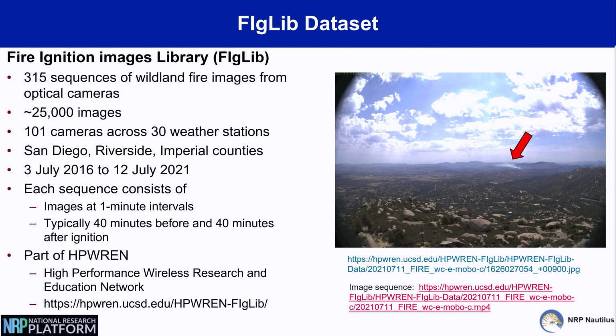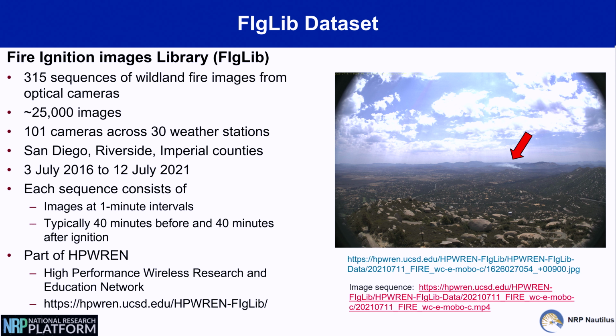And the time period for FigLib data spans about 5 years. Each sequence consists of images that are taken at 1 minute intervals. So these cameras that are sitting on top of the weather stations are taking images at 1 minute intervals. And what you see on the right there is an example of such an image. And the red arrow points to where the smoke plume is.